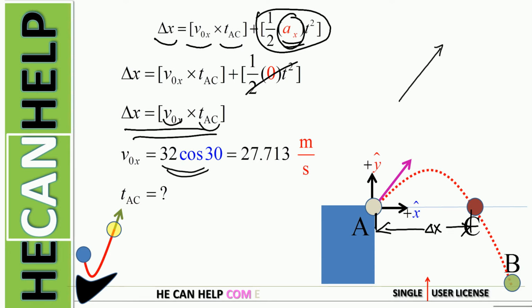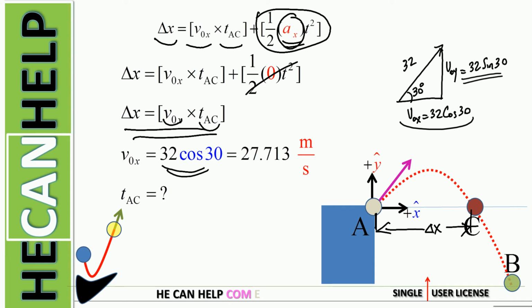Why? You have 32 meters per second hypotenuse. The x component is 32 cosine 30. The y component is 32 sine 30. The x component is unaffected by gravity. The horizontal component remains a constant. The vertical component changes. What is the displacement along the horizontal? It is velocity along the horizontal, which is 32 cosine 30, which is 27.713 meters per second, times time to go from A to C.